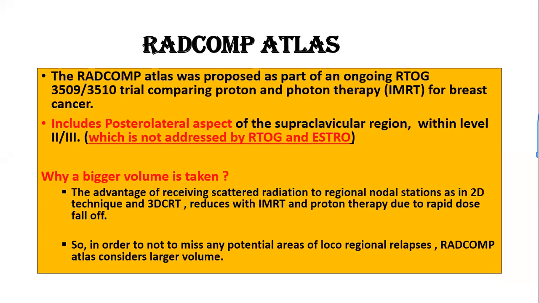As we analyze, there is an advantage of scattered radiation to the nearby areas when we give radiation with the 2D technique or 3D CRT. But this advantage of scattered radiation is decreased when we treat the patient with IMRT or proton therapy, due to the rapid dose fall-off. So in order not to miss any potential area of loco-regional relapse, the RADCOMP guidelines meticulously take whatever larger volume they can include.